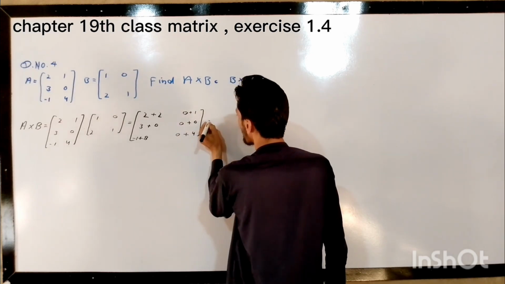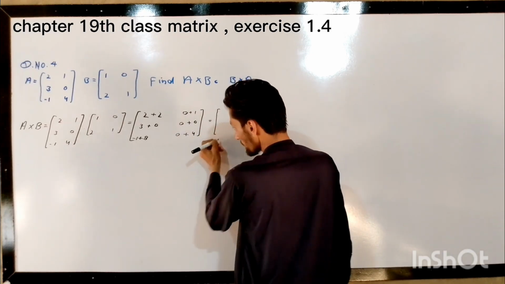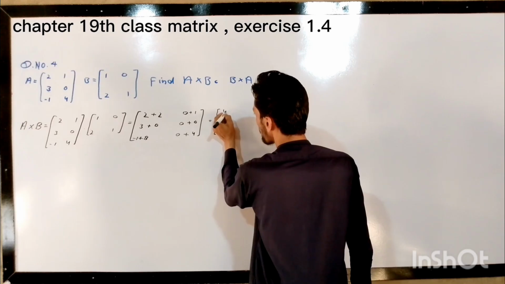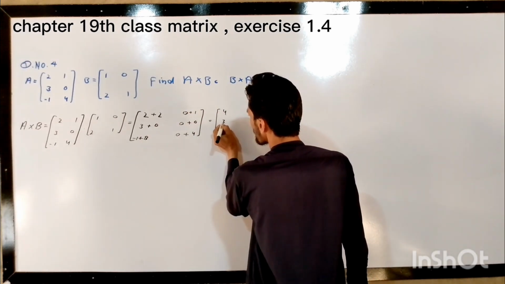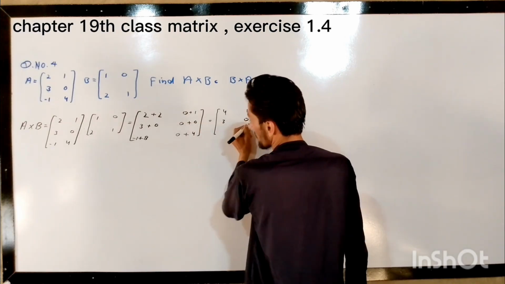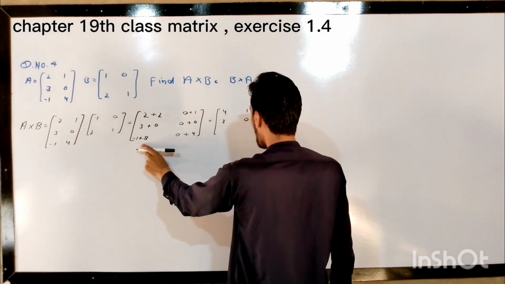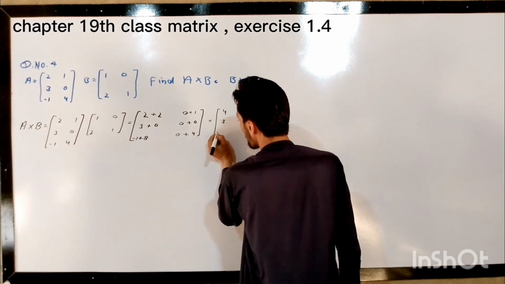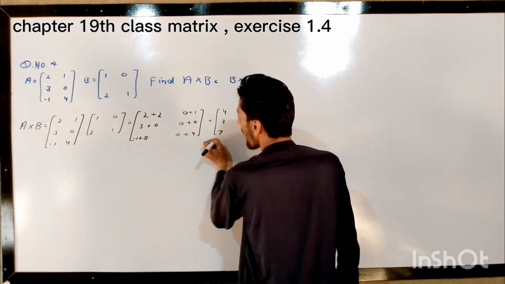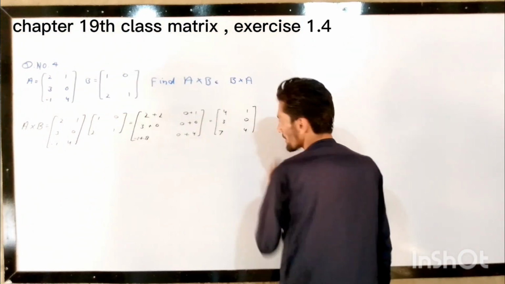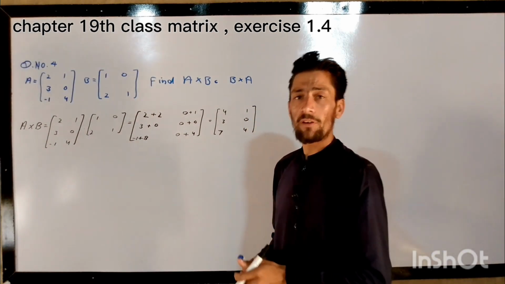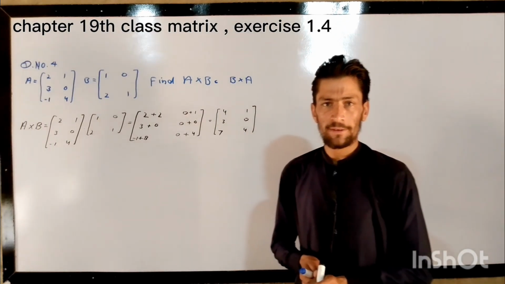Let's simplify it. 2 plus 2, 4. 1 plus 0, 1. 3 plus 0, 3. 0 plus 0, 0. -1 plus 8 will be equal to 7. And 0 plus 4 will be equal to 4. So this is the required answer of A cross B.